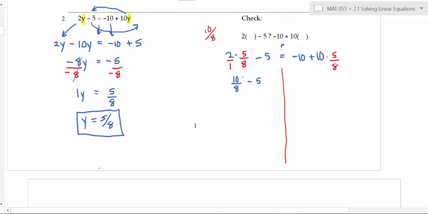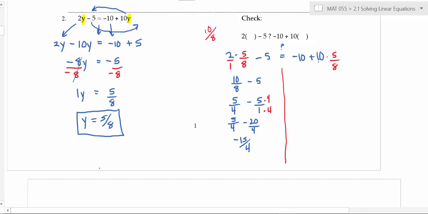Now you can reduce this fraction by 2. So 10 divided by 2 is 5, 8 divided by 2 is 4. Now I'm going to put the 5 over 1 and get a common denominator. The common denominator between 4 and 1 is 4. And remember, if I'm dealing with a fraction, I've got to do the same thing on top and bottom. If I don't multiply both the top and bottom of the fraction by 4, I'm changing the problem. So what I get here is 5/4 minus 20 over 4. Notice that 20 over 4 is 5. So that's 5 minus 20, which is negative 15 over 4.